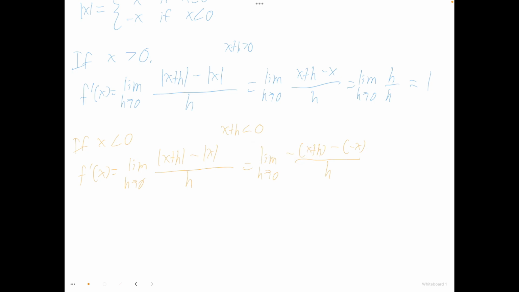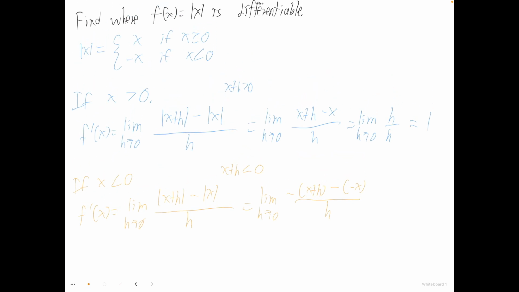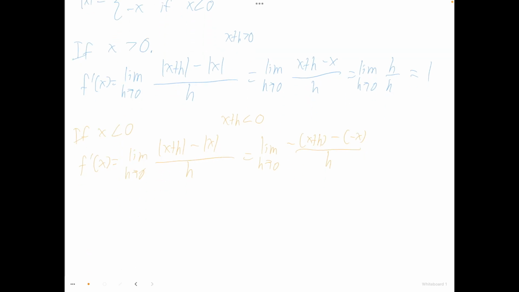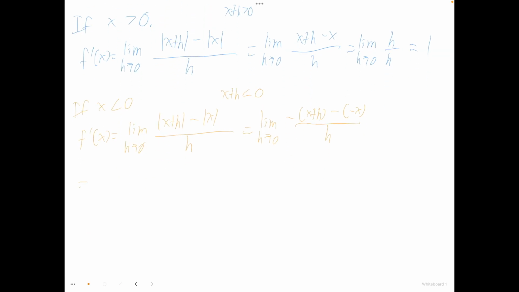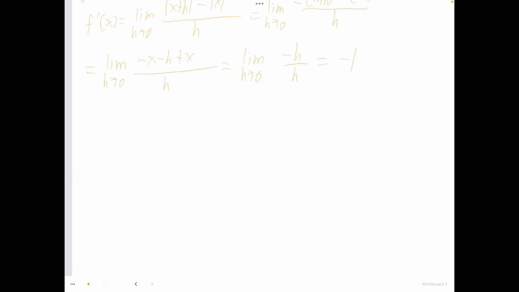Since we're assuming x plus h is negative, the absolute value of x plus h is negative x plus h. So now simplifying this, we have the limit as h goes to 0 of negative x minus h plus x, divided by h. That is just the limit as h goes to 0 of negative h over h, which is negative 1. And so we see here what the derivative is when we're greater than 0 and when we're less than 0. So now we're going to consider what about when we're at 0.